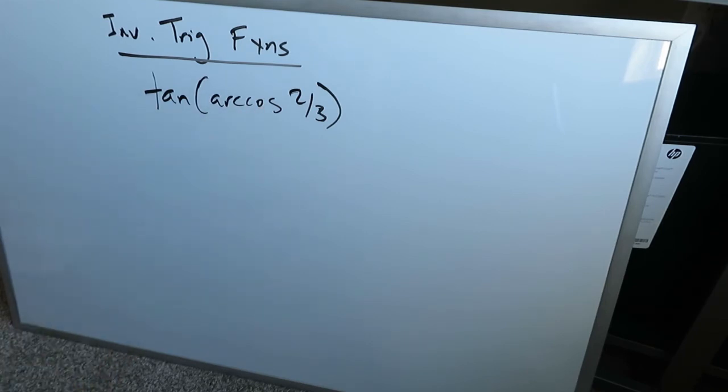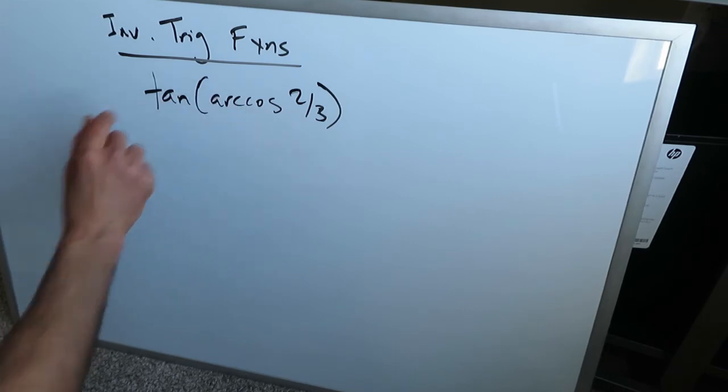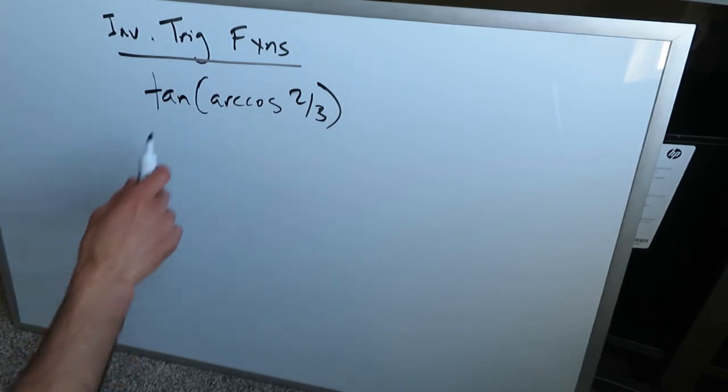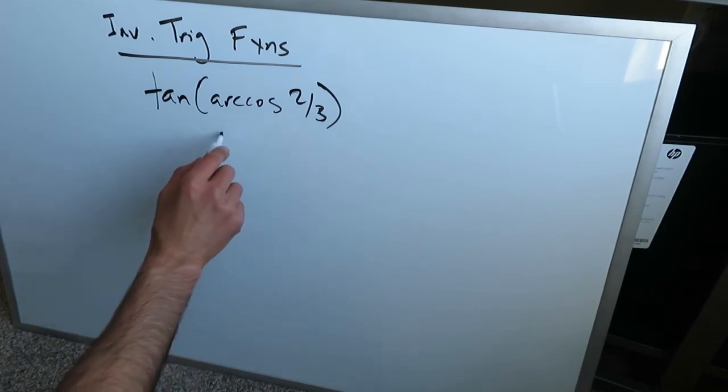Taking the tangent of arc cosine 2 over 3. Looks a little complicated. You have two things over here: a function, an inverse function within a function. You can think of this as a composite function, but this is how I would recommend you to do this.